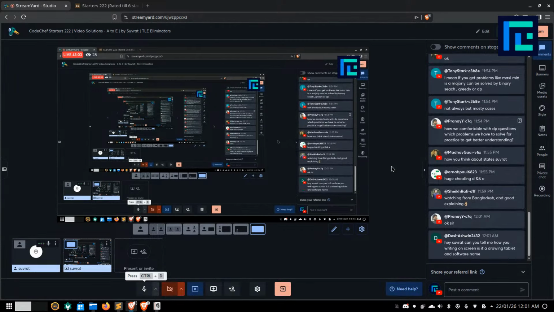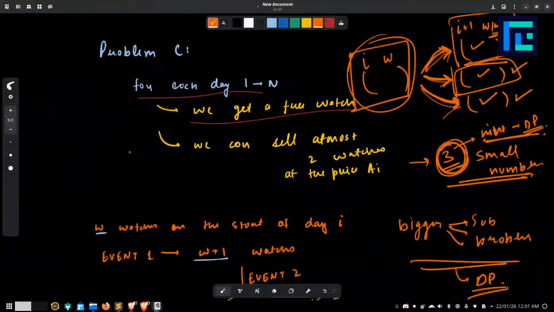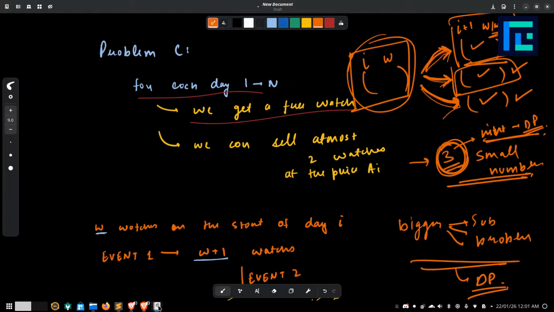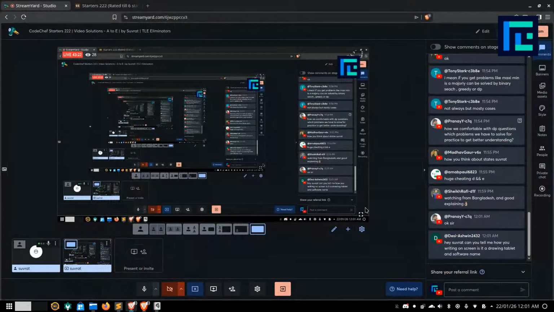Okay. Hey Suvrat, can you tell me how you are writing on screen? Is it a drawing tablet, and what is the software name? So I basically use a drawing tablet by Wacom, and the software name is Rnote. So yeah, you can check it out if you want. So I think I'll move on to the next problem now.